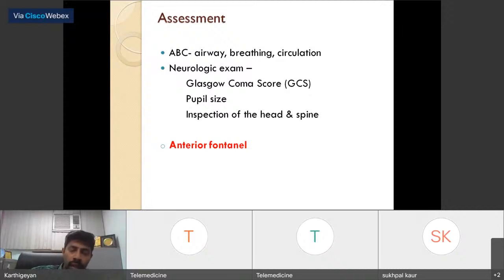The anterior fontanelle is normally open, and at about 12 to 18 months it closes. So in a child who is less than 1.5 years old, always look at the fontanelle and see if it's bulging or flat. A bulging fontanelle is indicative of underlying raised intracranial pressure in these children.